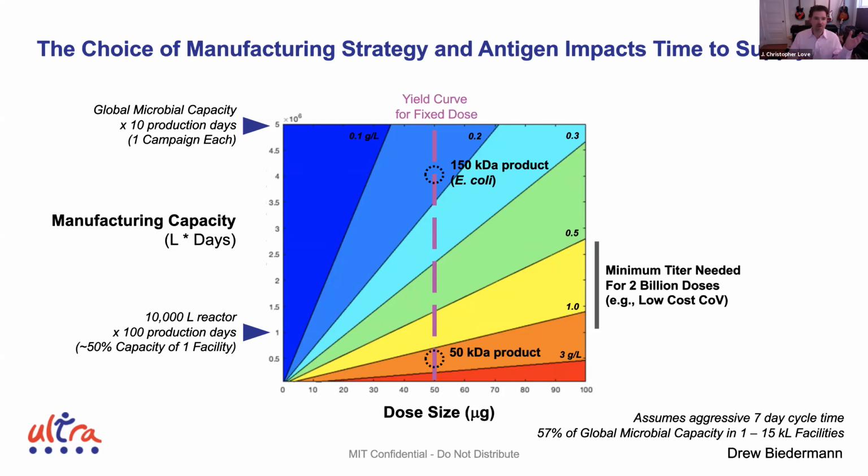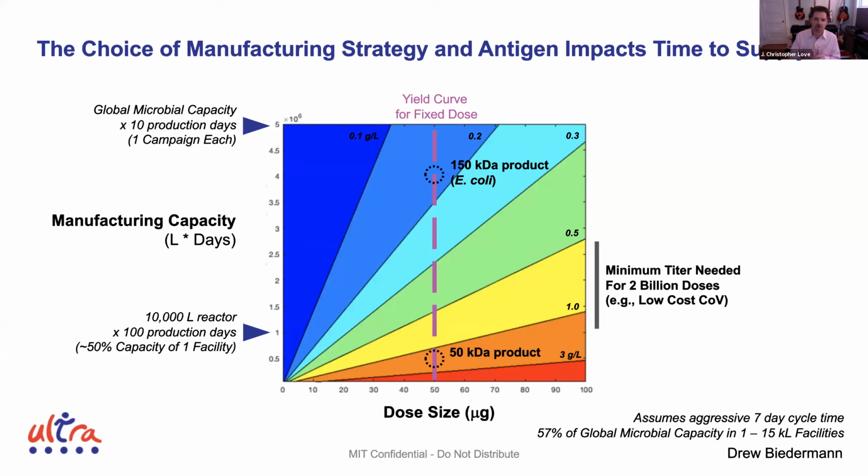At the very top end of that scale is the global manufacturing capacity. If we took every reactor on the planet and ran it once, we would be able to make a certain amount of volume of material. And then down at the lower end, you can see an example where if we have a 10,000 liter reactor and we run it for 100 days, that's about 50% of the capacity of a single facility. What you can see, marked with the purple dashed lines, is the yield curve for the size of the products.